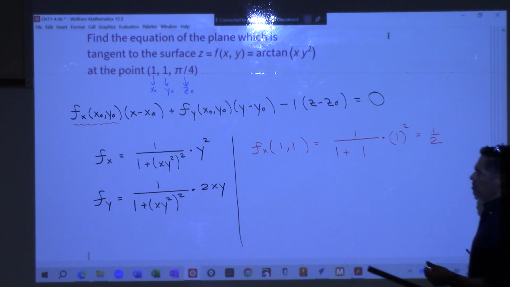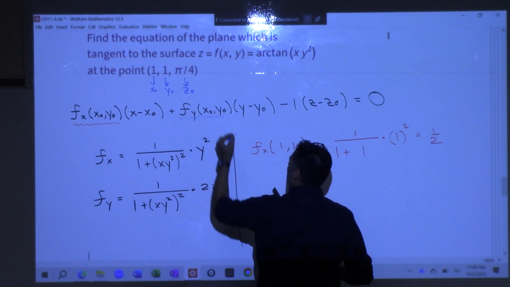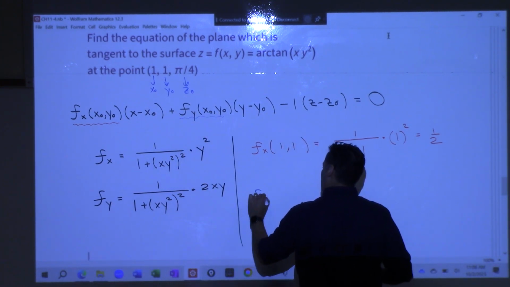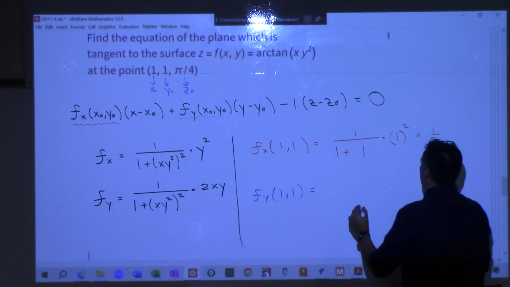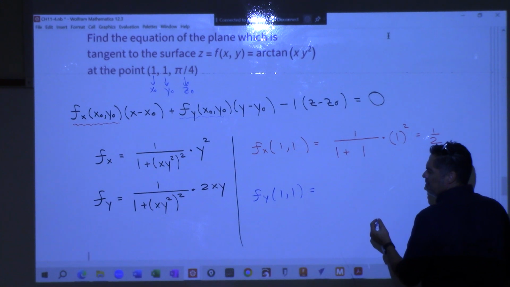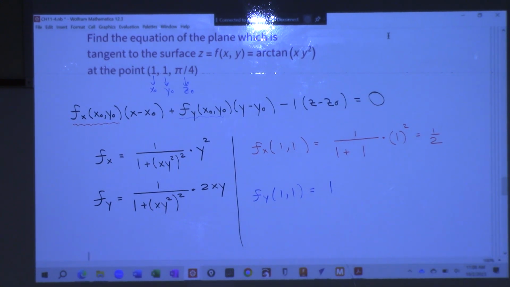And then when we do the partial with respect to y, we're going to do the partial of f with respect to y at 1, 1. And so plug 1, 1 into that. And I think the only difference we got there turns out to be 1. Yeah, this turns out to be 1. And so now you can just plug in to the formula.